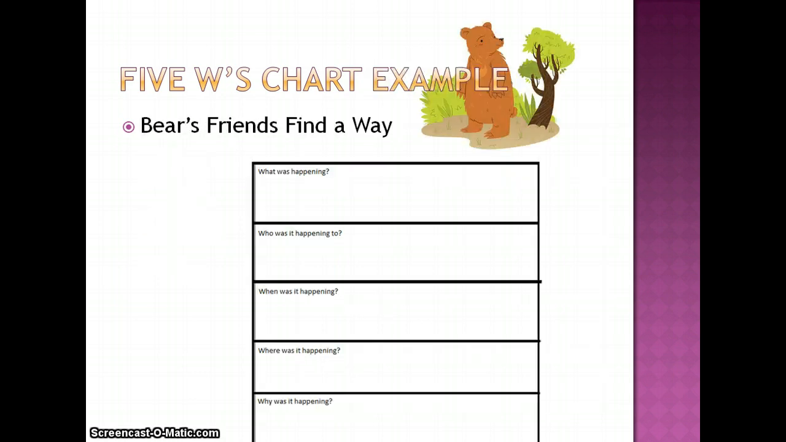So let's try this with Bear's Friends Find a Way. The first question is, what was happening? Well, Bear couldn't fit through the trees. And who was this happening to? Well, we already know who it was happening to. It happened to Bear. And when did this event happen?